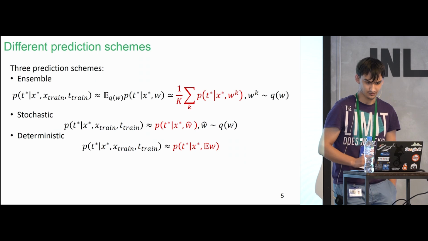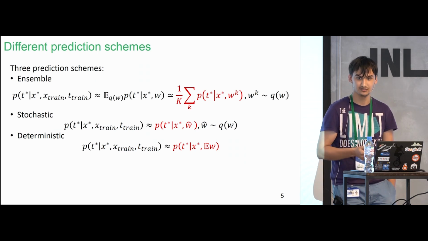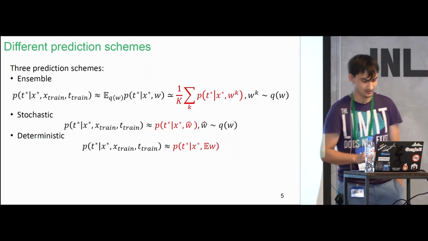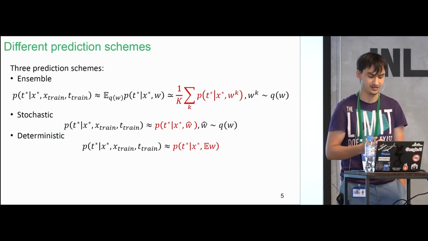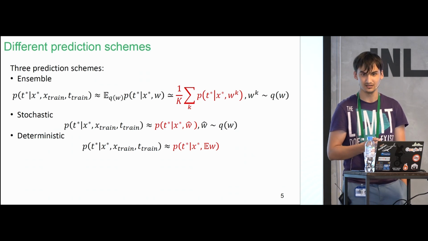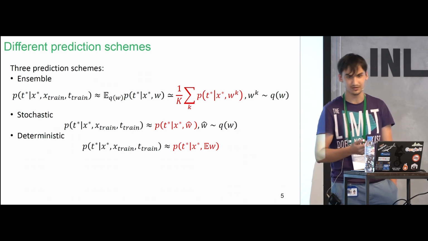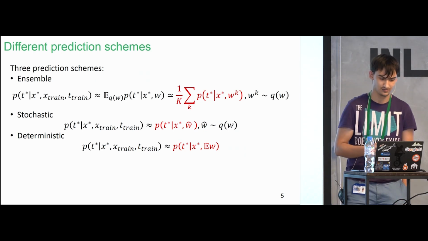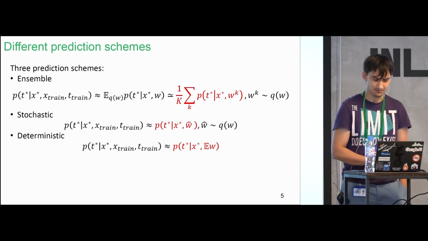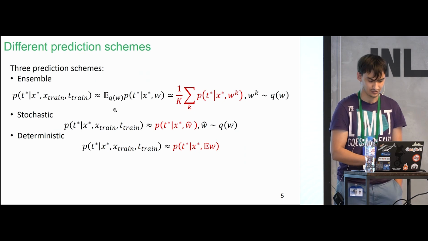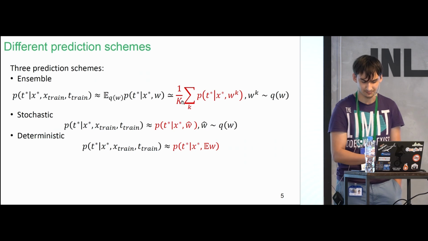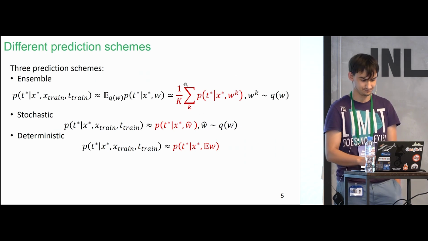But first, let me tell you about several different prediction schemes. In stochastic neural networks, you can come up with basically three prediction schemes. One is ensembling, the other one is stochastic prediction, and the third one is deterministic prediction, or the weight scaling rule. In the ensemble, you sample the weights from your approximate posterior distribution, and you average the network outputs across different weight samples. So you take k samples, like maybe 20 samples, and then average the softmax outputs.